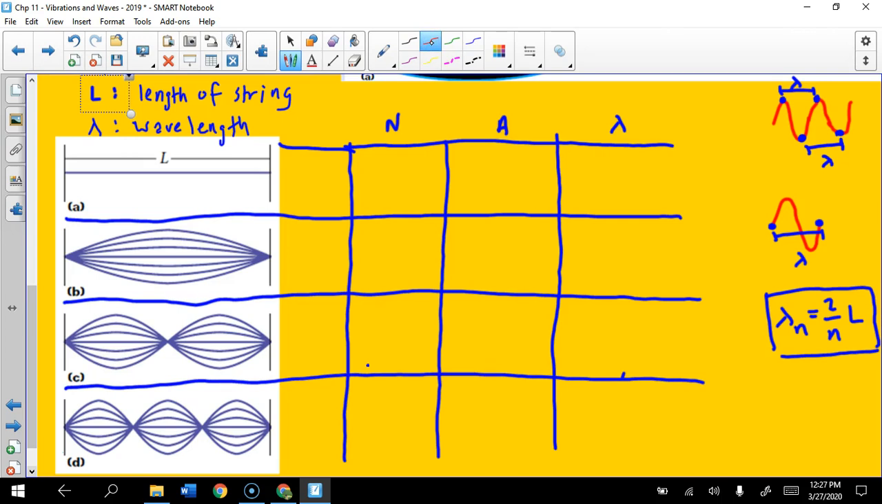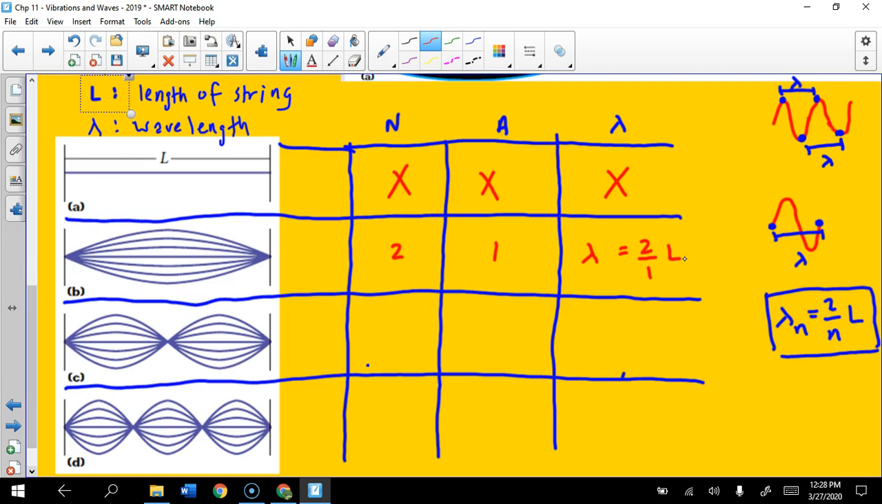We're going to leave this first box empty because it's not a wave yet, so it doesn't make sense to say anything about it. Let's go to this first standing wave. In that first standing wave, notice how it's got 2 nodes, it's got 1 antinode, and according to the formula, the wavelength is equal to 2 divided by 1 multiplied by L.